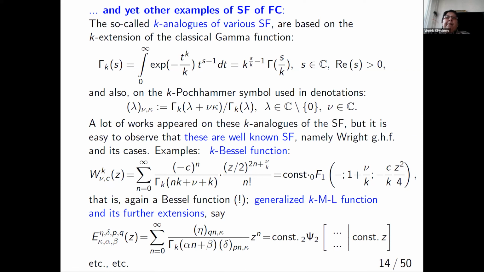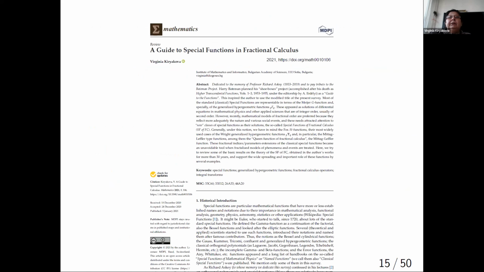So next. Next, please. All this about special functions was presented in my recent survey in Mathematics, a guide to special functions in fractional calculus. The title was inspired from the Guide to Mathematical Functions that Bateman planned to have, the now very famous book. Next one.